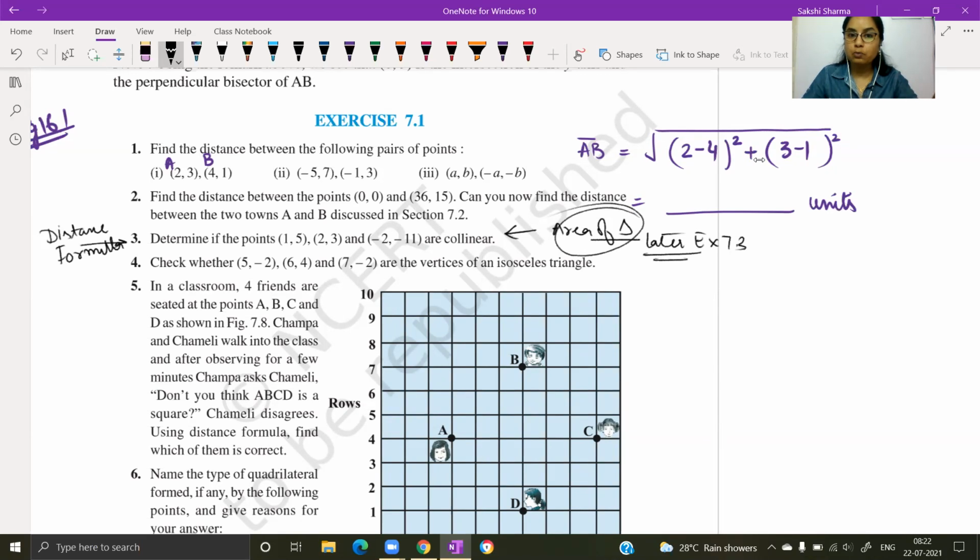If a triangle is formed, the area will be some positive value. In case the points are collinear, no triangle will be formed, the area will come out to be 0. That's one way of doing it.